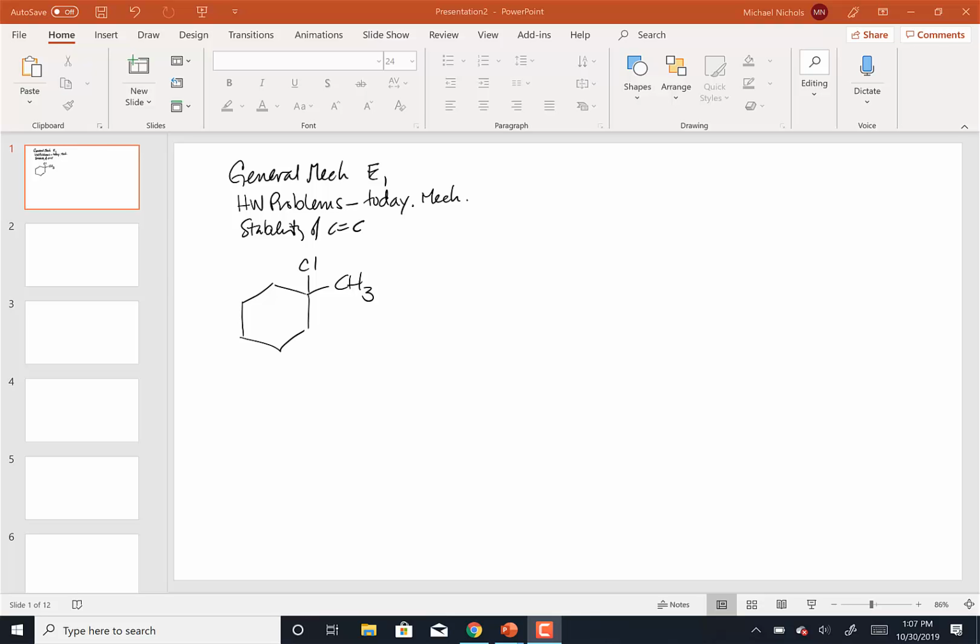Okay, so what's the first step in the mechanism when we have an alkyl halide? My first step is going to be to break the carbon-halogen bond and give it to the chlorine. And so that's going to give me a carbocation. The transition state for that: the first step for transition states is to write a dotted line to the bond that's being broken or formed, which in this case is the carbon-chlorine bond being broken.